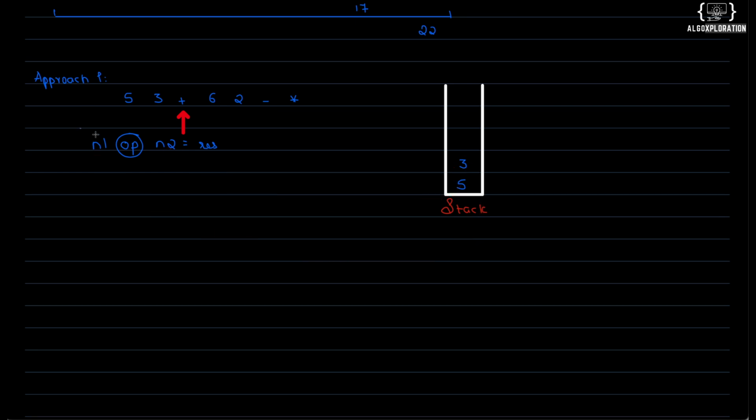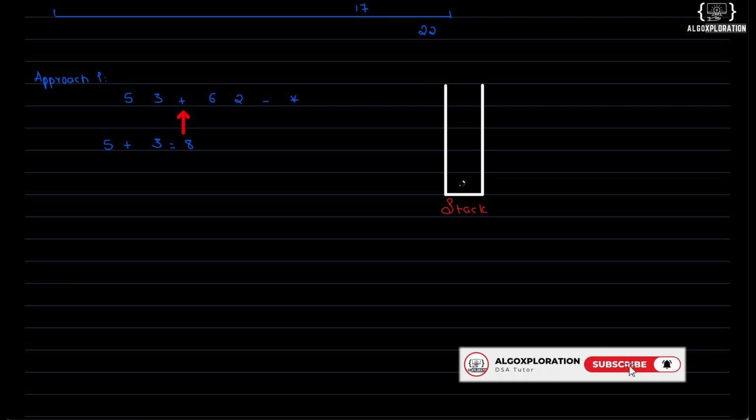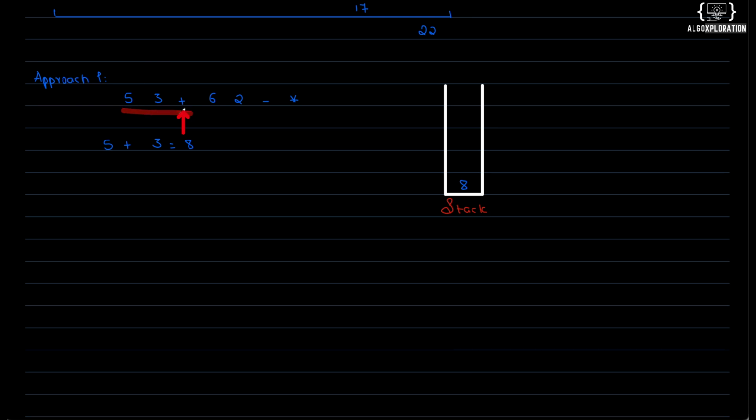Okay, I believe you got this. Now I'll take this 3, basically I'll pop it, and I'll take this 5 and I'll do plus. So the answer for this is 8. Now since I popped them, the result will be pushed back into the stack, which is 8. Now I got the answer of this. Now 6 is there, so I'll push it. 2 is there, I'll push it.